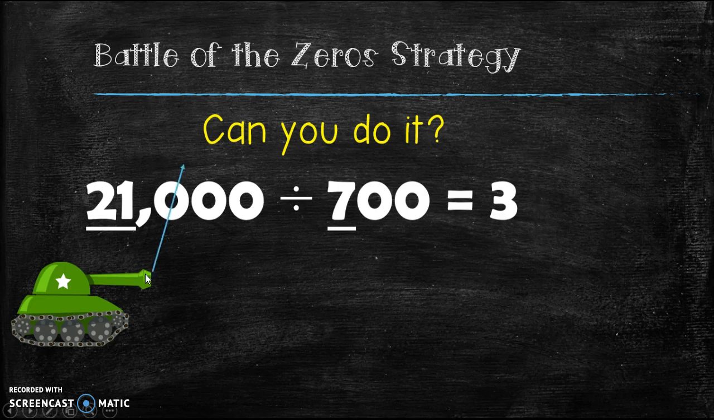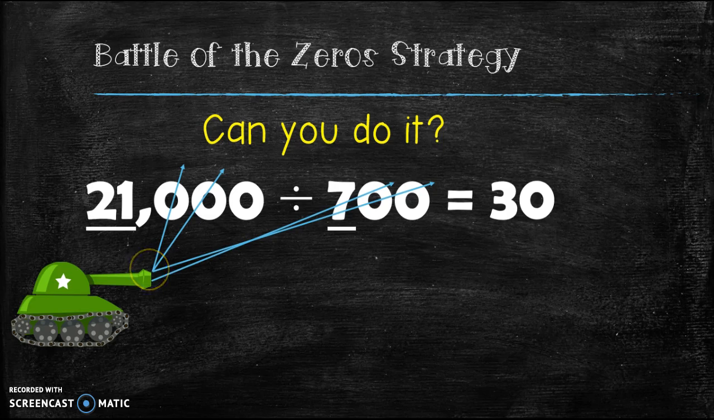We're going to cross off 1 zero on the left-hand side of the division sign, and 1 on the right, 1 on the left, and 1 on the right. Now we still have 1 zero left on the left-hand side, so we're going to go ahead and add that in. So now 21,000 divided by 700 equals 30.